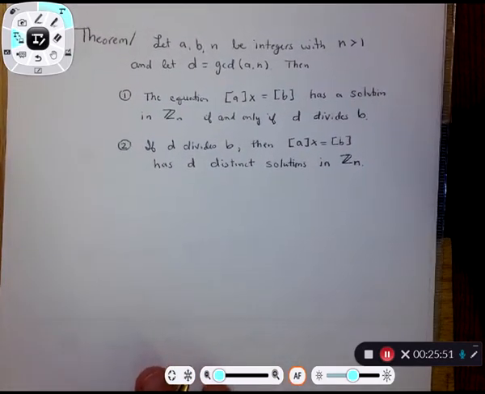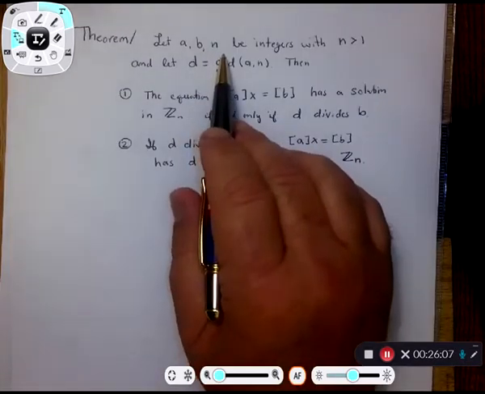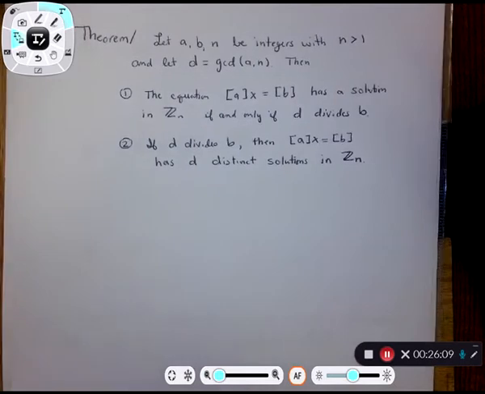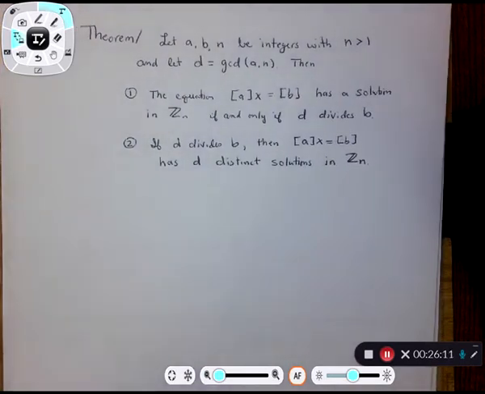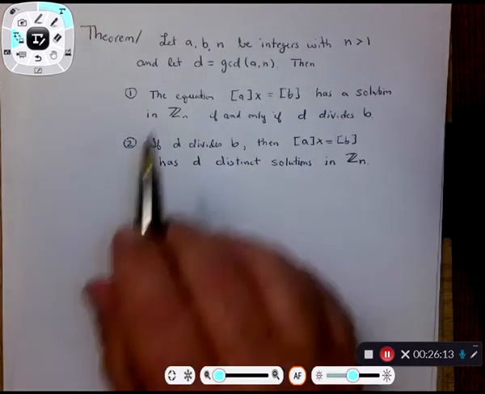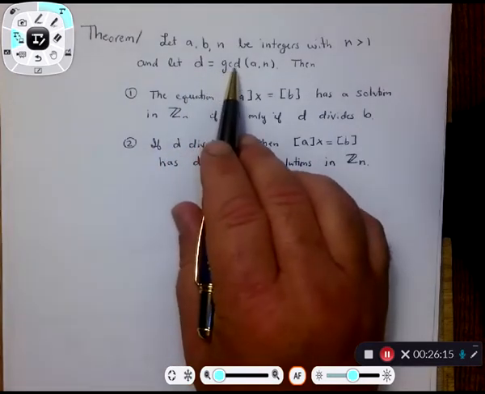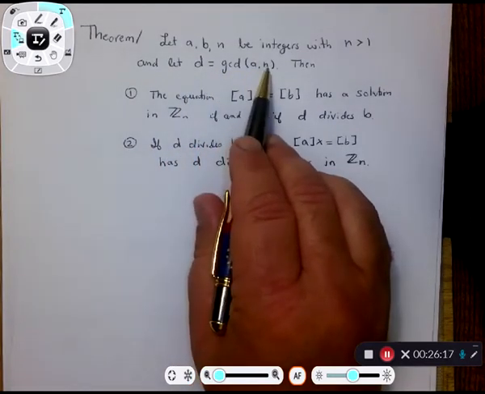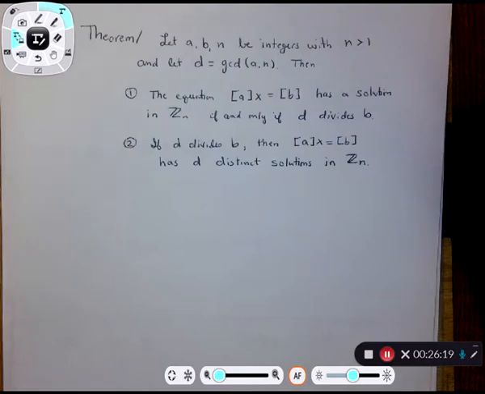So the next theorem is a theorem to actually help you out with solving these interesting equations that you end up running across. So look at this theorem. This theorem states this. Let A, B, and N be integers with N being greater than 1, and let D be equal to the GCD of A and N.